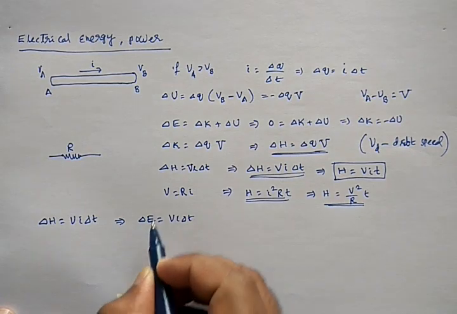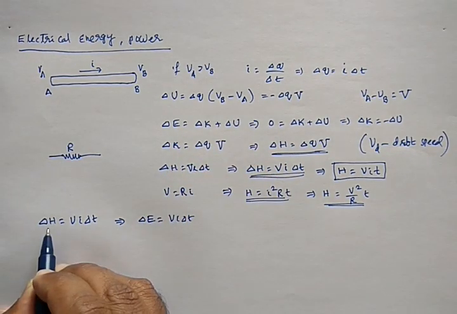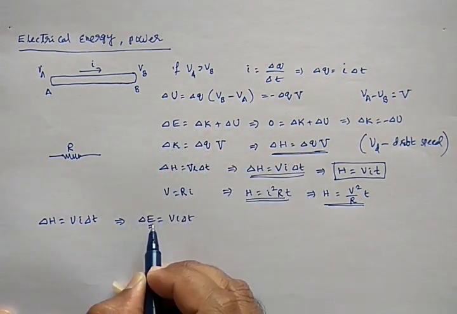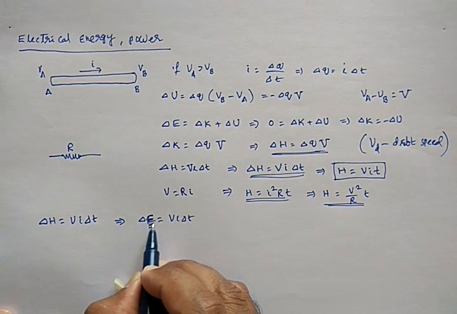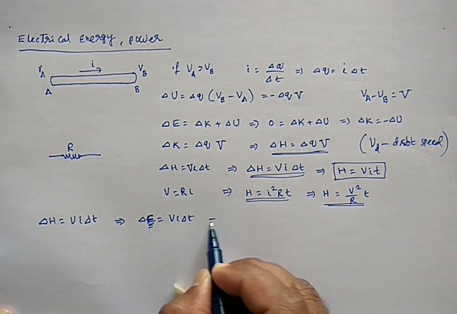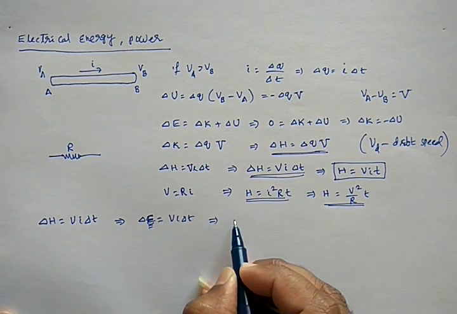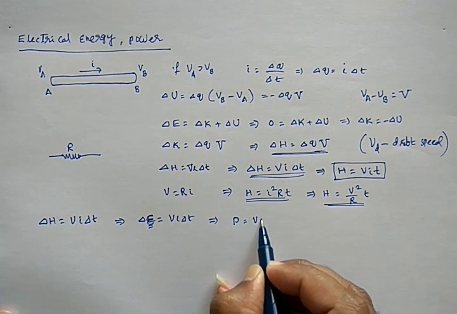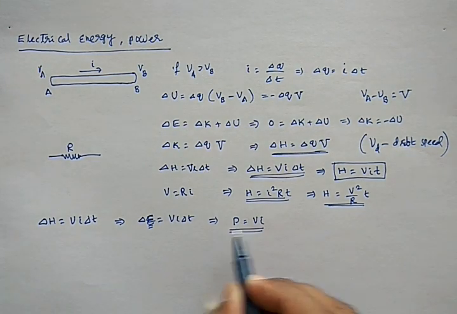I already used E here for total energy, so let us use some different symbol for that. This is the amount of energy dissipated in the system. The rate at which the energy is dissipated in the system is called power, and that is dE by dt, that is Vi.